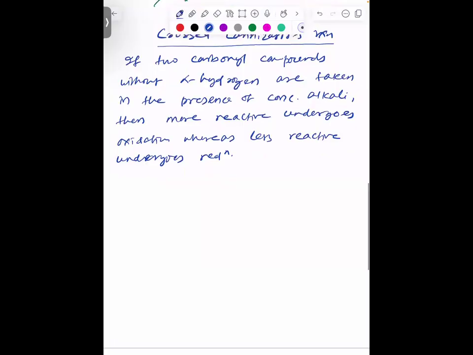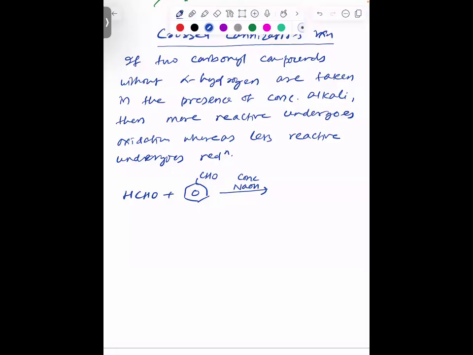Take one as formaldehyde, another as benzaldehyde in the medium of concentrated NaOH. Formaldehyde is the most reactive among all aldehydes and ketones. The reasons: the first is it is sterically the least hindered, and the second reason is there is no plus I group or electron releasing group to destabilize the carbocation center.